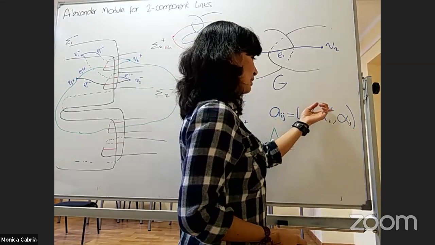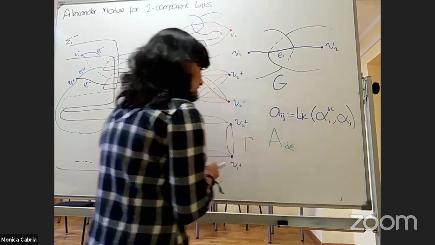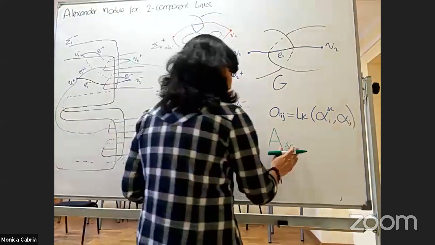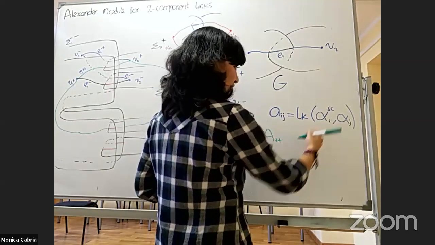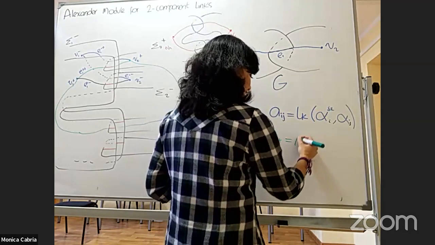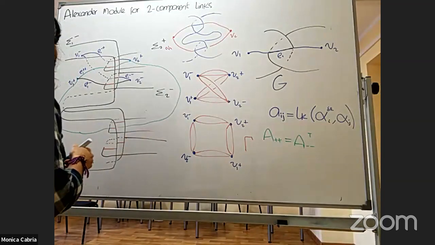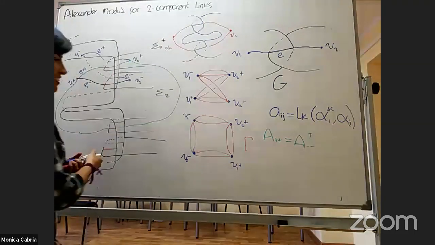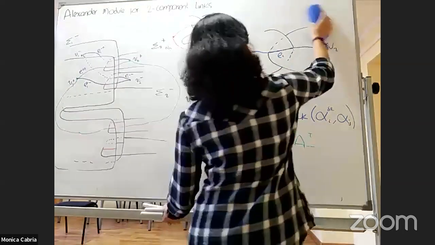Yeah, so the Seifert matrix is the one with these entries. And depending on this, we have four different ones. But in these four different ones, we actually know something else about them. For example, if I take alpha plus plus, it will be the same as minus minus, but transposed. Let's see how it looks from one side to try to show this part. So perhaps I can erase G.